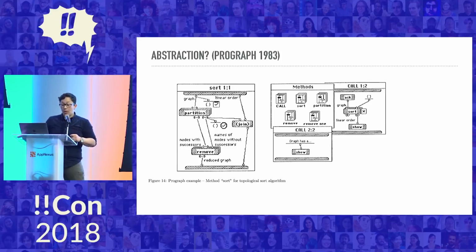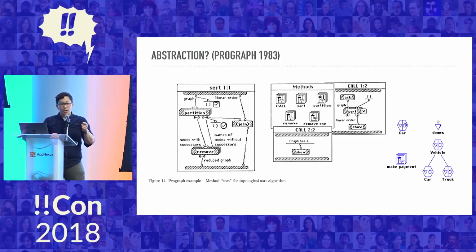And then all of your objects are represented as these hexagons. So if you clicked on the left side of the hexagon, you could see all of the classes and instance variables associated with that object. But if you click on the right side, then you could see all the methods attached to it. So all those little squares there.